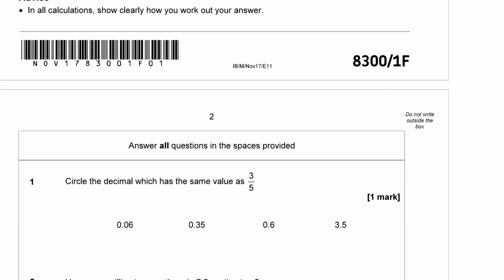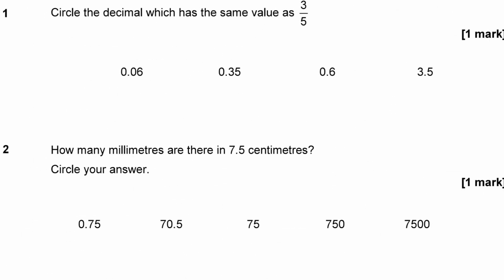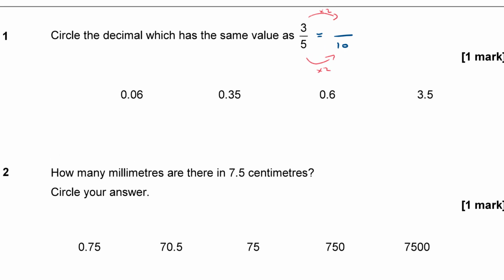So let's get on to question 1. Circle the decimal which has the same value as 3/5. Now decimals are simply fractions over multiples of 10, hundreds, thousands. So let's rewrite this as a fraction over 10 instead. So 5 times 2 is 10, so multiplying the top by 2 as well, we should get 3/5 is equal to 6/10, and 6/10 is 0.6 as a decimal, so that is the correct answer.